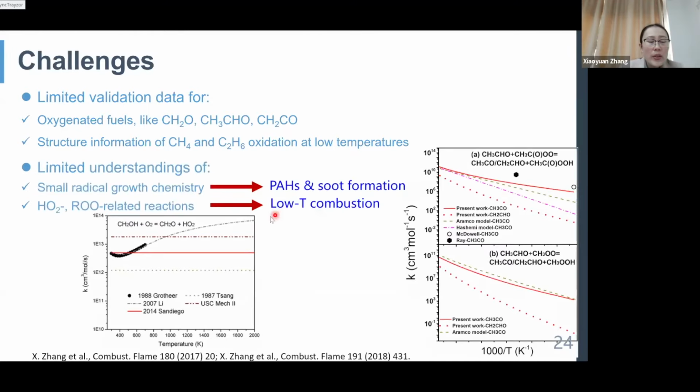Besides, we still have limited understanding of small radical growth chemistry, although they are very important for PAH and soot formation. We also have limited understanding of HO2 and RO2 reactions, although they are very important in determining low temperature chemistry. These figures show that there are still large discrepancies for these HO2 and RO2 related reactions.